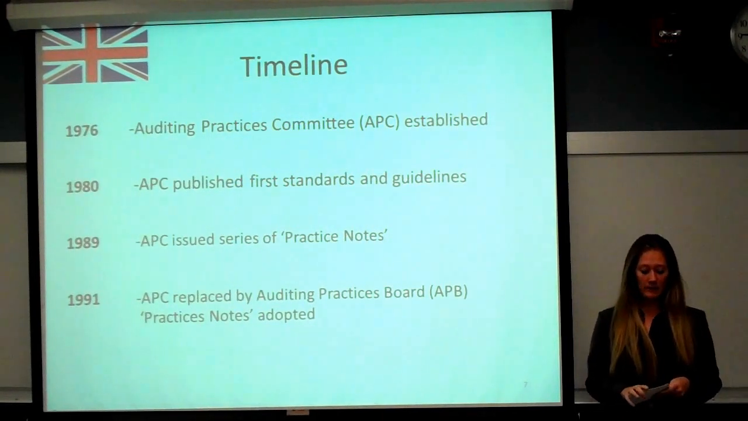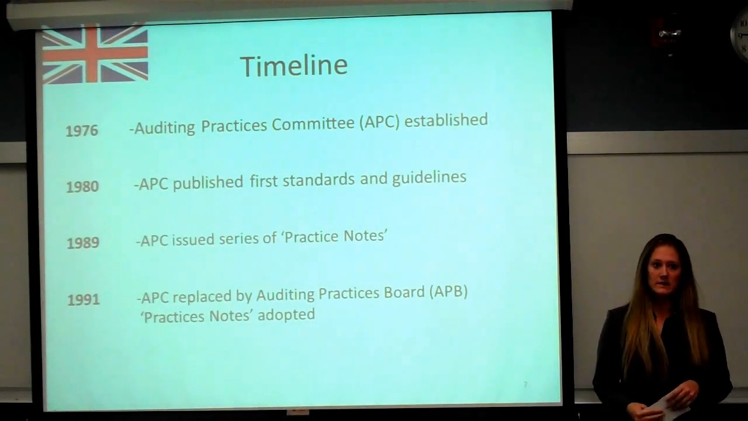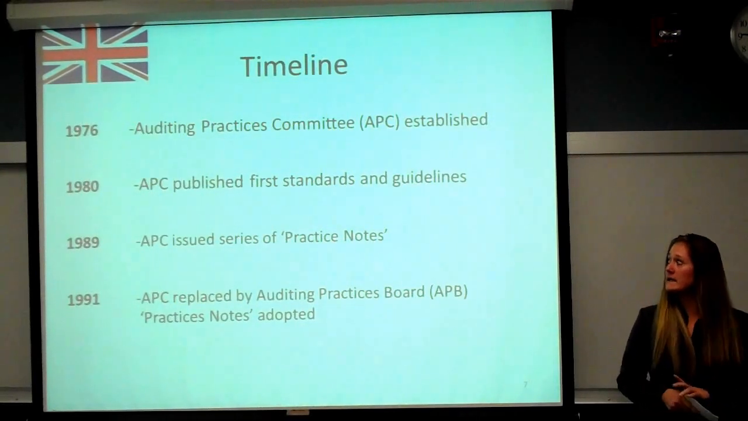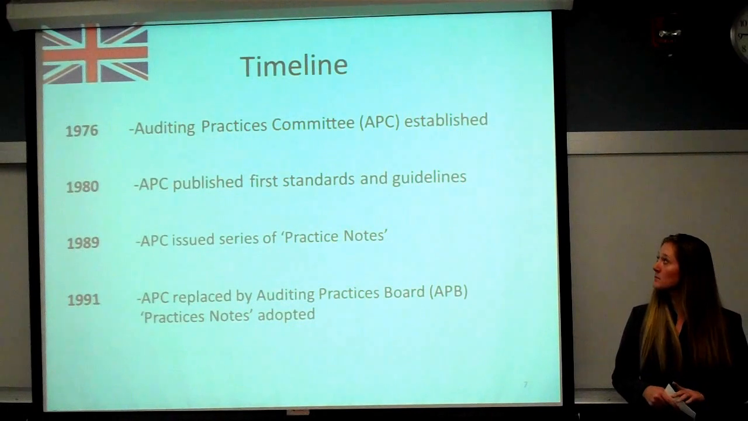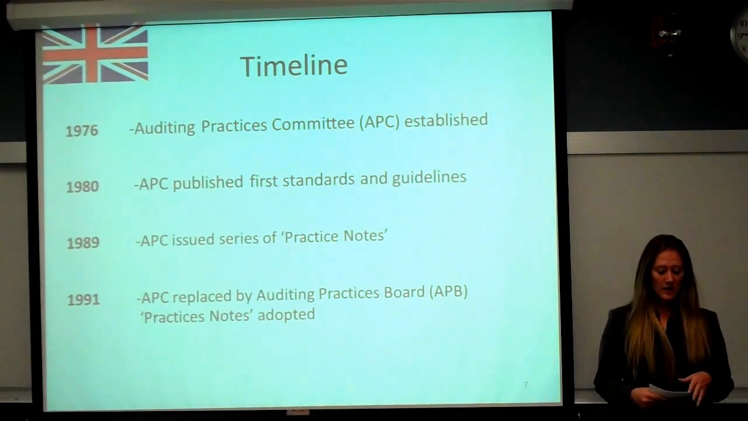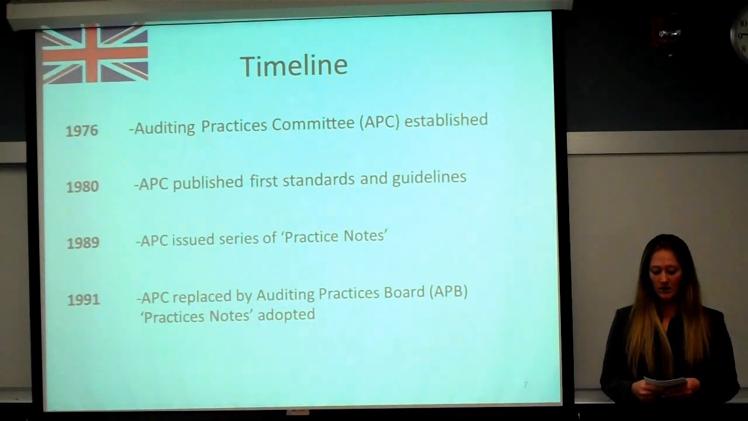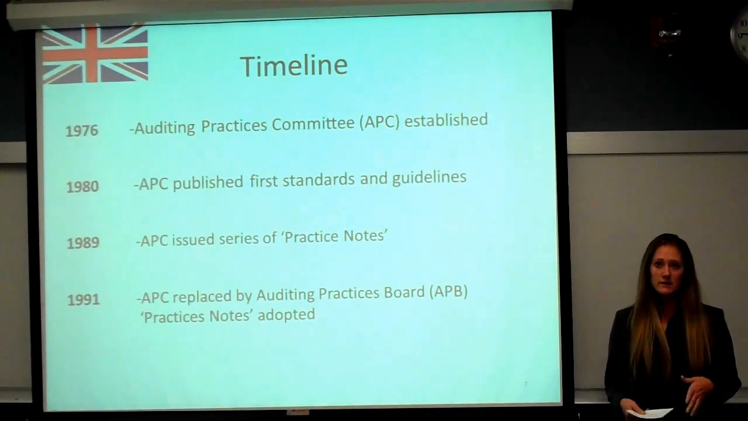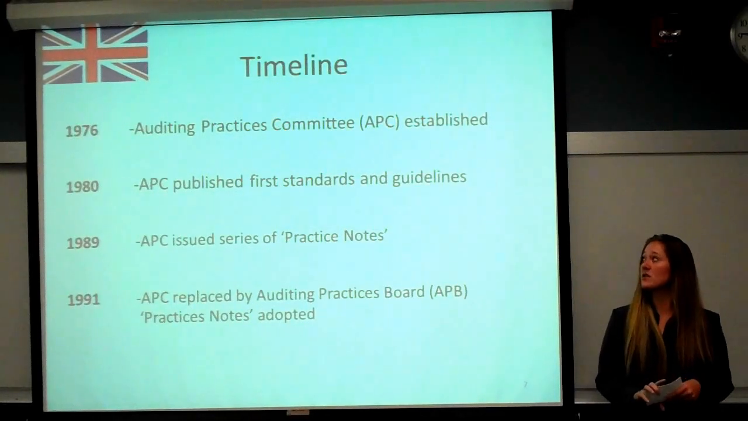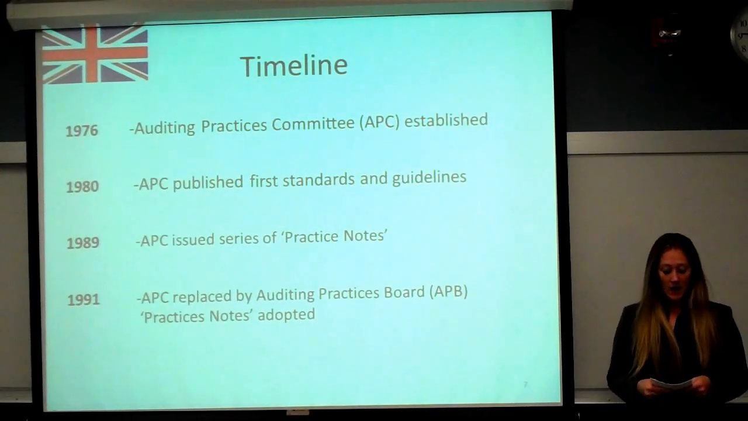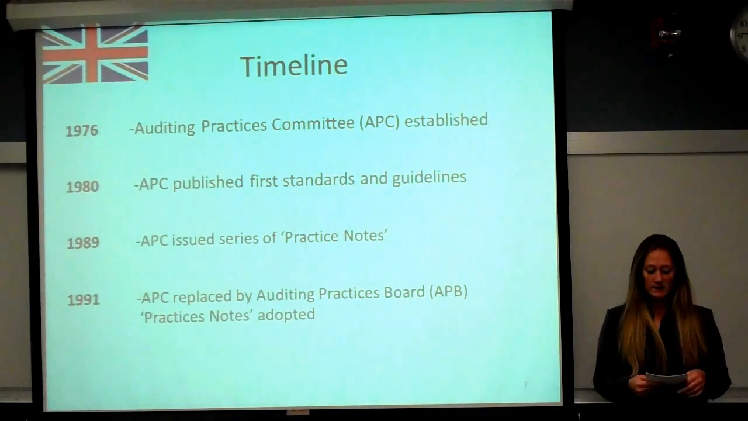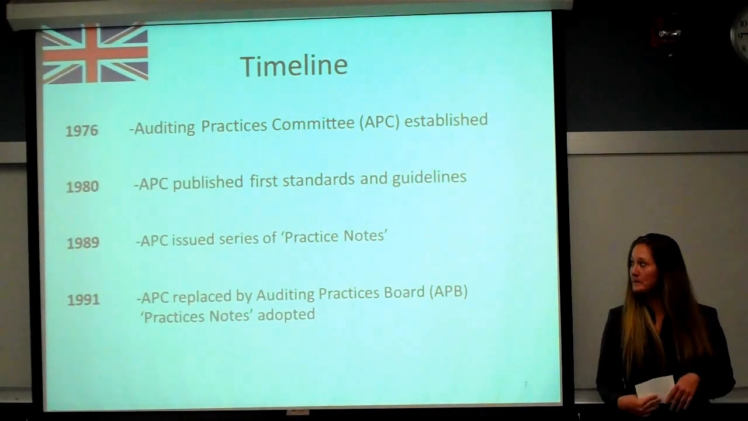So to start off with the timeline, prior to 1976, guidance was published by the professional bodies, and then in 1976, the Auditing Practices Committee was established, and they provided a framework for judgment, had explanations on guidance and auditing, and defined the auditing standards. And then in 1980, the APC published the first auditing standards and guidelines. The first standard was the Auditor's Operational Standard, and the first guideline was planning, controlling, and recording.